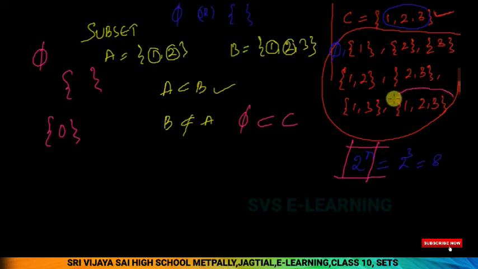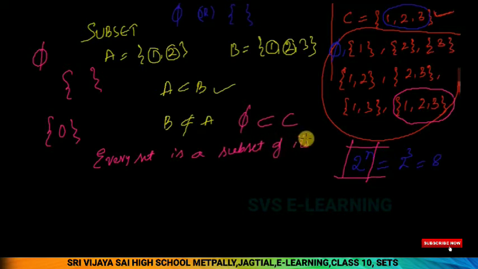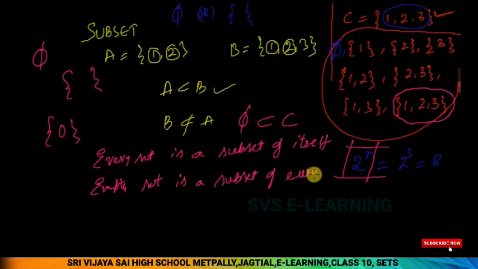And what is {1, 2, 3} here? Set {1, 2, 3} is nothing but C itself. So you see here, every set is a subset of itself. Let me just write it down in words. Every set is a subset of itself, and the empty set is a subset of every set.